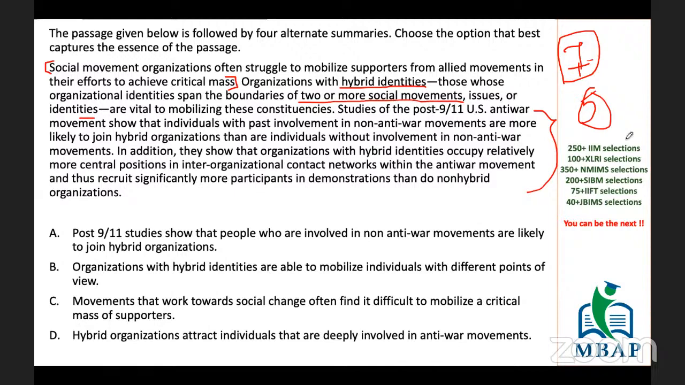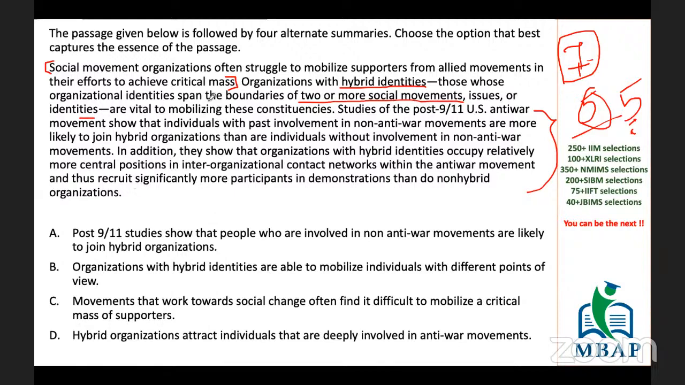If you see, 2 options are given. Both are covering 5 key elements. One is having additional information. It means additional explanation, which is there in the passage, but not the key element. In that case, I'll go with this one, which is not containing any explained detail. Okay. So let's go for the options. Post 9/11 studies show that people who are involved in non-anti-war movement are likely to join hybrid organization. Okay.